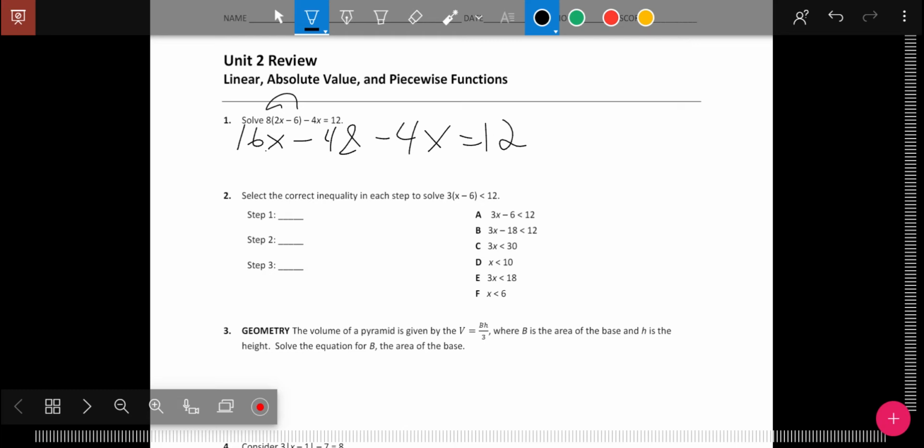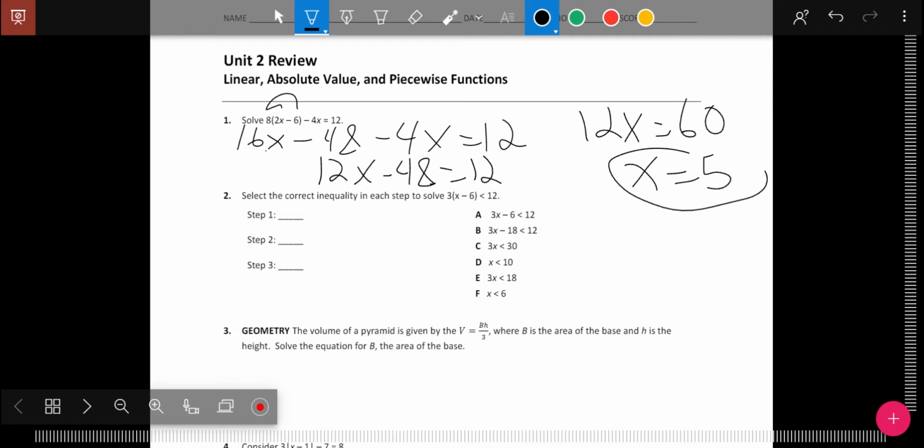You're going to minus the 4x, combine like terms. So 16x minus 4x, 16 minus 4 is 12. So 12x minus 48 equals 12. Add the 48 over. You get 12x equals 60. Divide by 12 on both sides, you get x equals 5. So that's my answer. I've solved it.